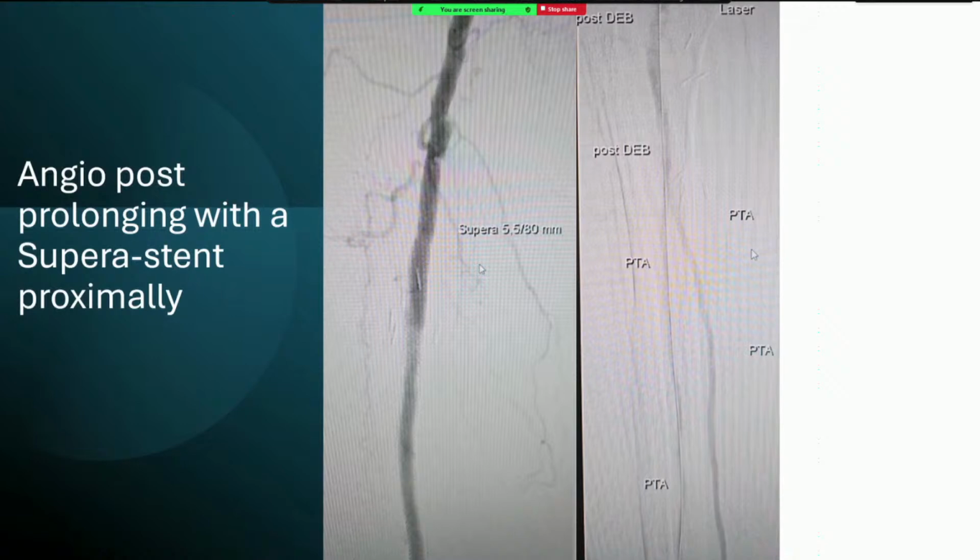And so we prolonged. You can see here on the left-hand side the interwoven stent, which is then prolonged with the Supera 5.5 by 80. And then the final result after DCB treatment, two-vessel runoff with the peroneal and the tibial posterior artery. Next slide, please.